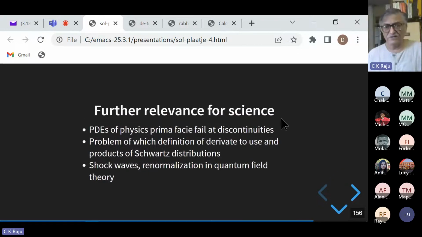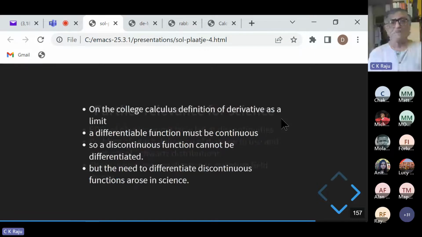So anyway, the point is, what is the relevance of science? Further relevance: do harder problems. So let us look at the partial differential equations of physics, or any differential equation for that matter. The fact is that it will fail at a discontinuity. So discontinuities arise in practice, and then what do you do? Shock waves and singularities and so on.